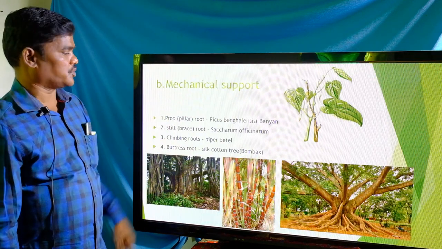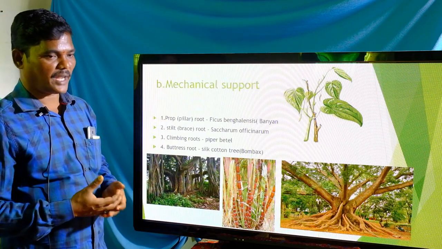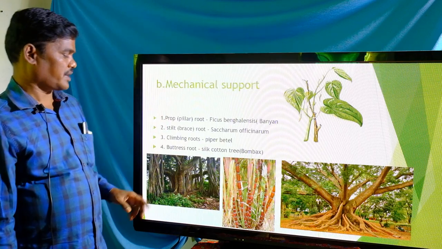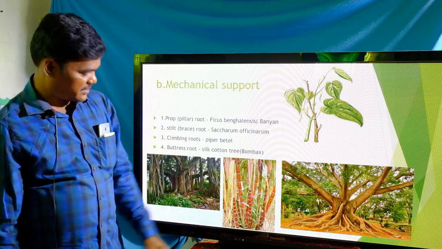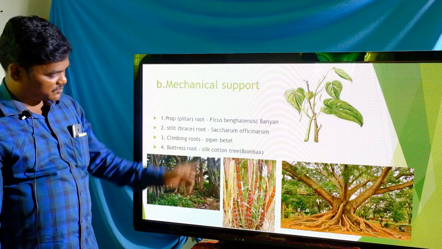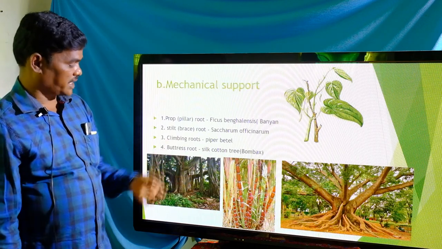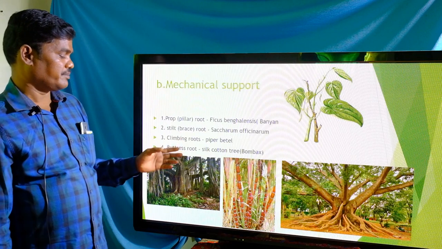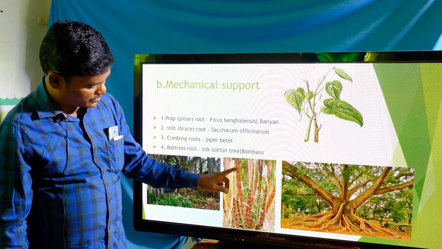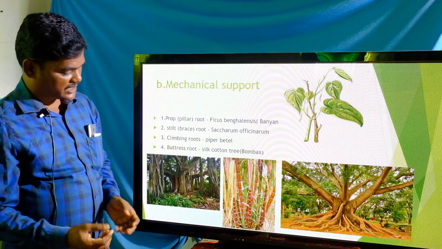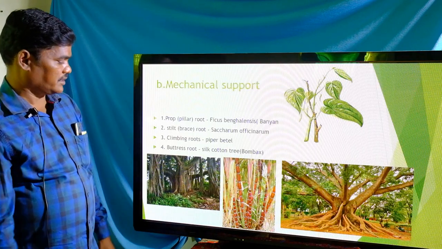Another one is mechanical support. Here the root supports the plant for various purposes. One is prop root. Prop means pillar root. Ficus bengalensis, the banyan tree, is the best example. See that so many roots arise from the branches and support the branches, and also help in absorbing. The second one is stilt root or brace root. In Saccharum officinarum, at each and every node they have a root-like fibrous structure that absorbs and supports the plant. Saccharum officinarum is sugarcane.